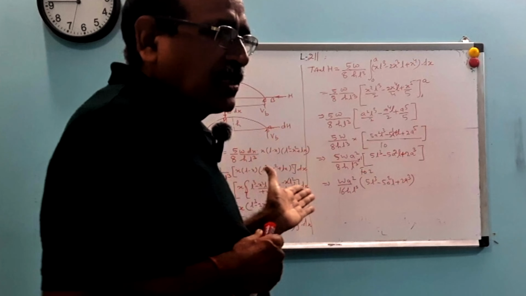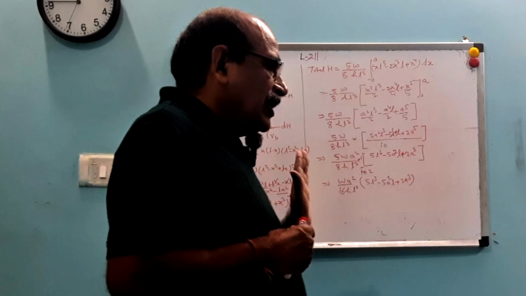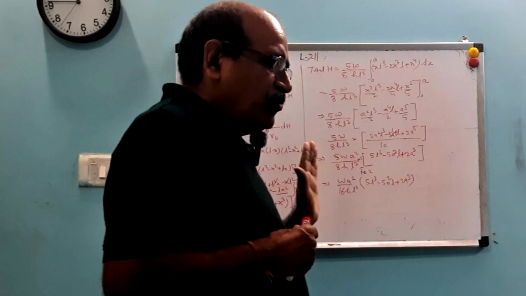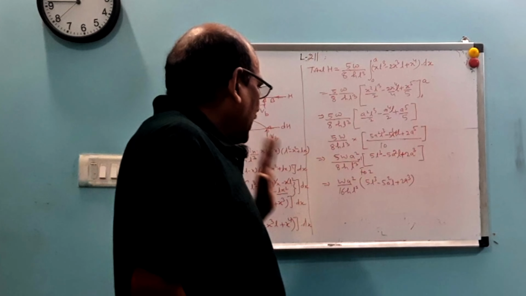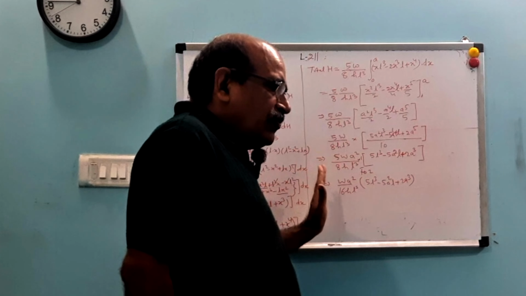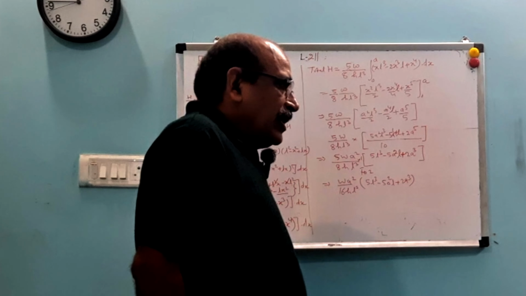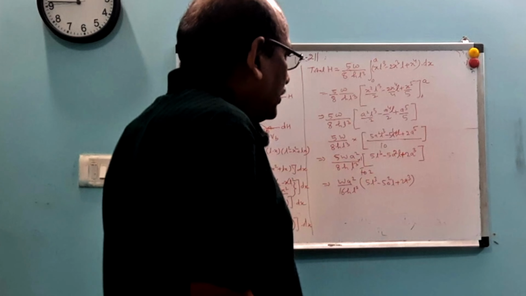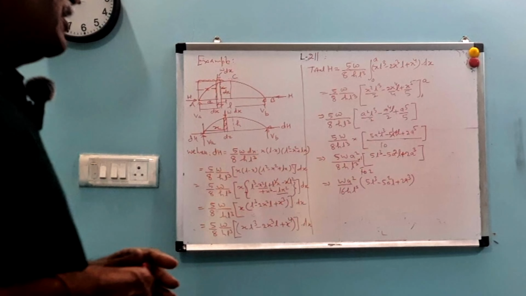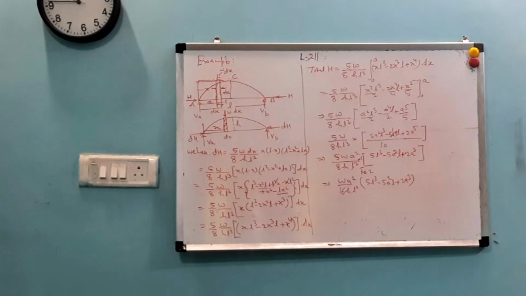If you put a equals L by 2, you will find the crown thrust for half UDL. If you put L by 4, you will find it for quarter UDL. If you put a equals total L, you will find it for the whole UDL. So in this way, this general formula can always be used to find the thrust due to partial loading or full or half loading.